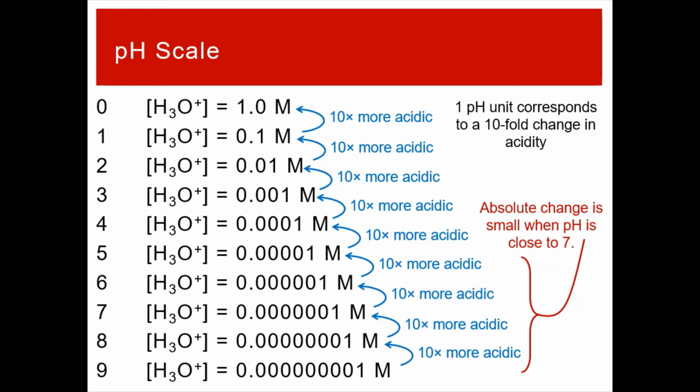Now, once you start to go from, say, pH 1 or pH 0, those are some pretty serious changes, where you're looking at a large concentration that's changing by a factor of 10. That's where you really do start to see really big changes in the absolute acidity.